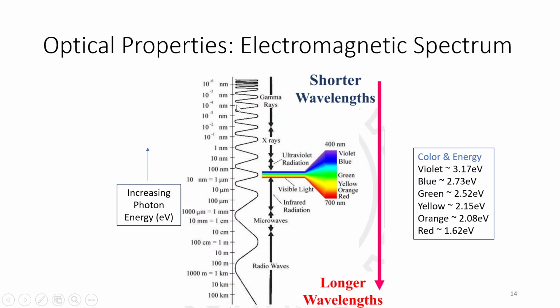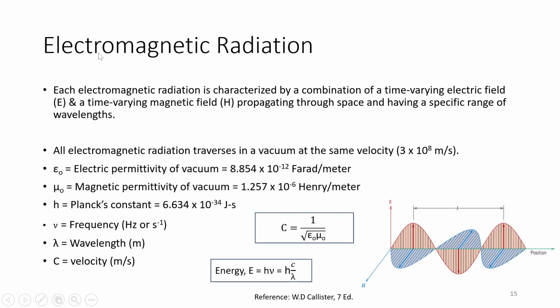And the energy is also increasing upwards, as the energy of electromagnetic waves is given as h nu. Nu is the frequency, and these are the energies of various colors. Electromagnetic radiation is characterized by a combination of a time varying electric field and a time varying magnetic field, propagating through space, having a specific range of wavelengths. Both the magnetic field and electric field are perpendicular to each other, and the propagation direction is also perpendicular to both of these fields.